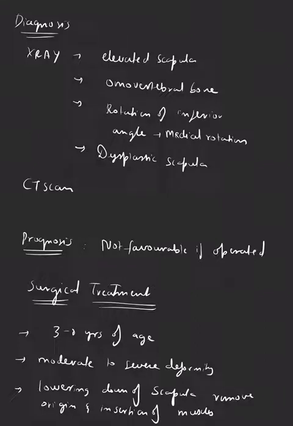Prognosis is not very favorable even if it is operated. Normally it is favorable, but not up to the mark. Even if you operate, the person's functional level doesn't come up to the mark. So it is not usually favorable, but we will have to do the surgery, so we will do it. But the patient doesn't have 100% satisfaction. Okay. Coming to the surgical treatment, the best age for the person to undergo surgery is 3 to 8 years of age, and we will usually consider moderate to severe deformity.